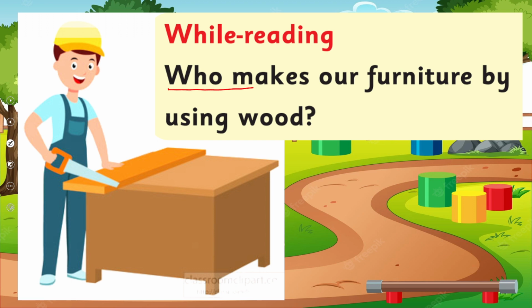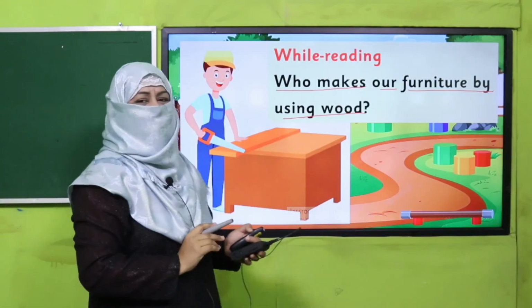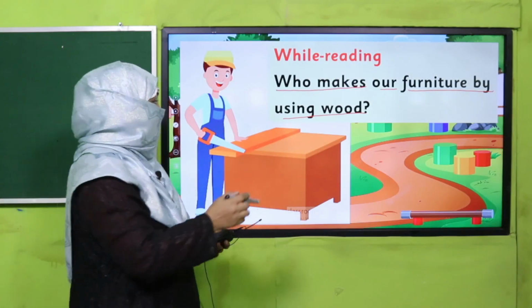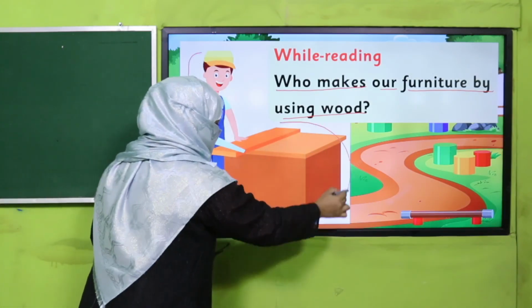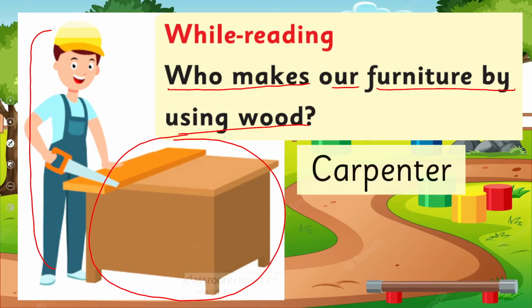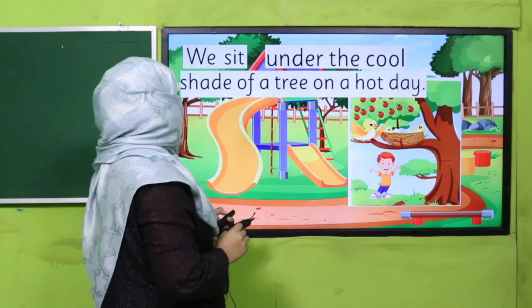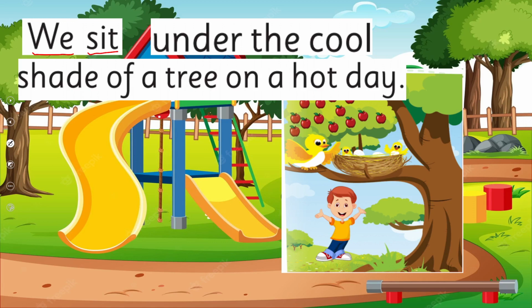So tell me, who makes our furniture by using wood? We take wood from plants, from trees, but who makes furniture? Do you know what is the name of that person? Pause the video, answer this question to your teacher, and then come back. Yes, my dear students, the person who makes furniture by using wood is called a carpenter. Carpenter, okay. We sit under the cool shade of a tree on a hot day.